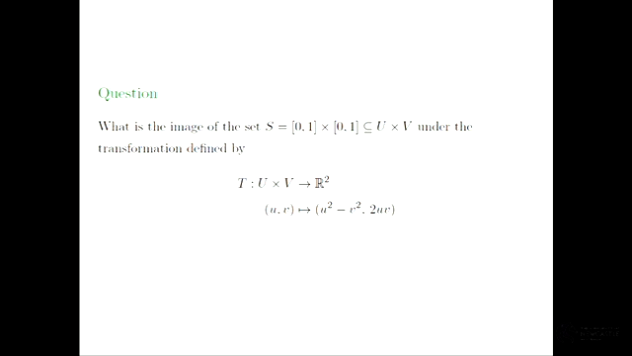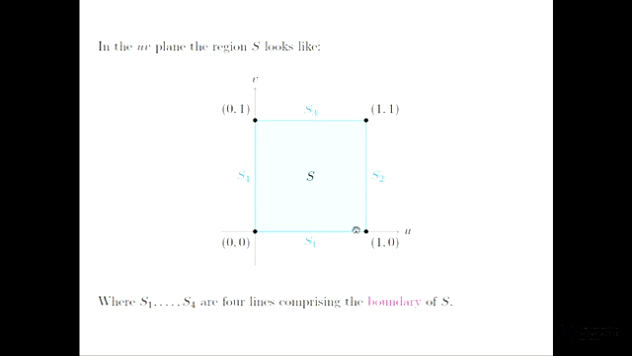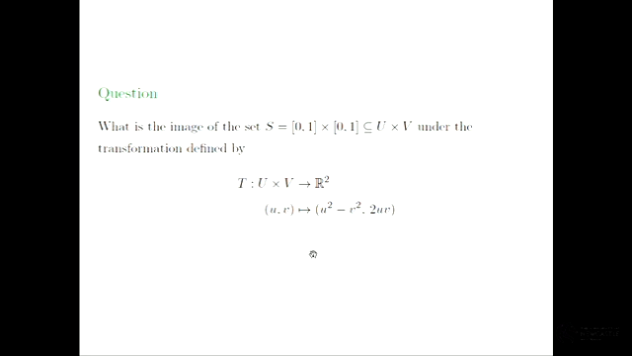Okay, I'm going to give you a transformation, and I'm going to take it from a rectangle, [0,1] by [0,1], to R2. And I'm going to give it by this mapping. You give me a point from inside your square, and you produce this pair as a result: u squared minus v squared, 2uv. So let's investigate what the new region is going to look like.